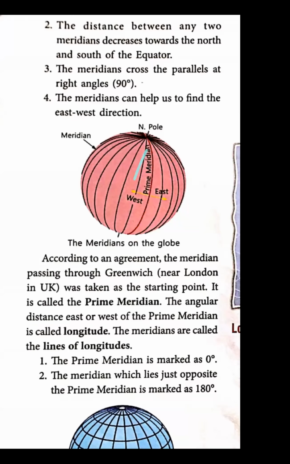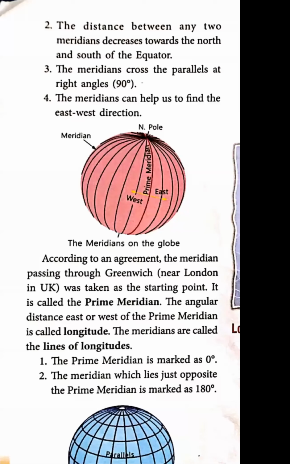The angular distance east or west of the prime meridian is called longitude, and the meridians are called the lines of longitude, whereas the parallels are called the lines of latitude. You have to keep in mind: the parallels are called the lines of latitude and the meridians are called the lines of longitude.